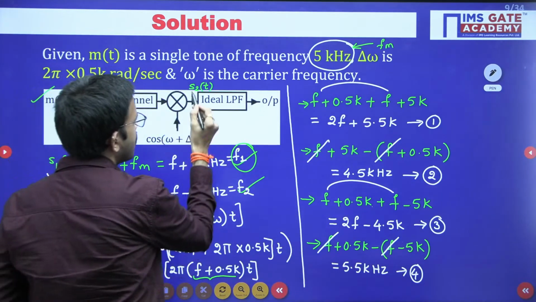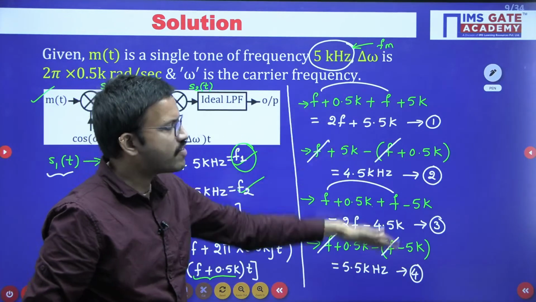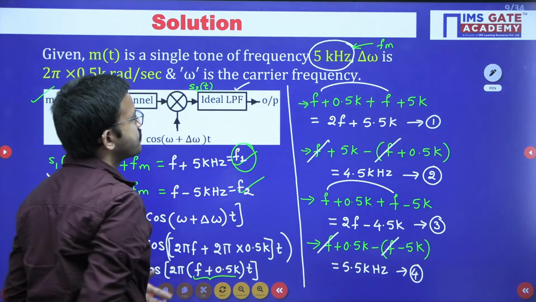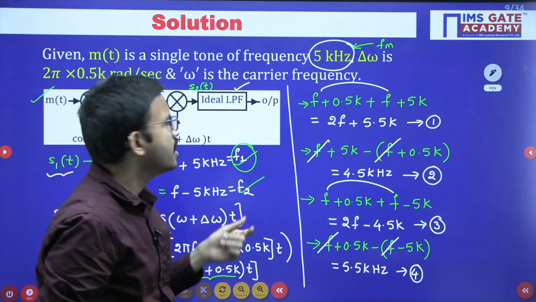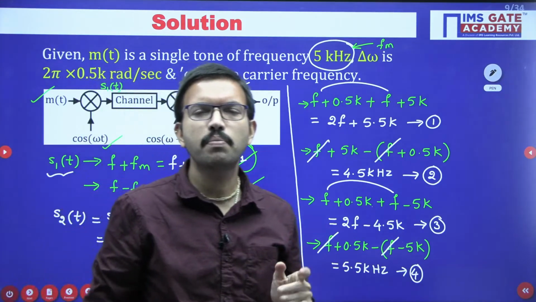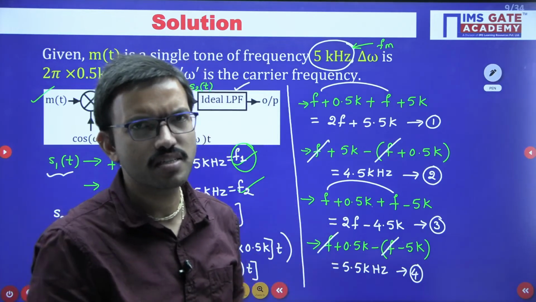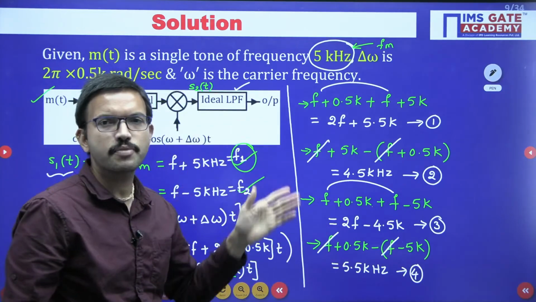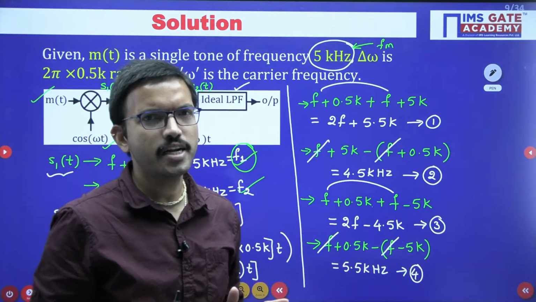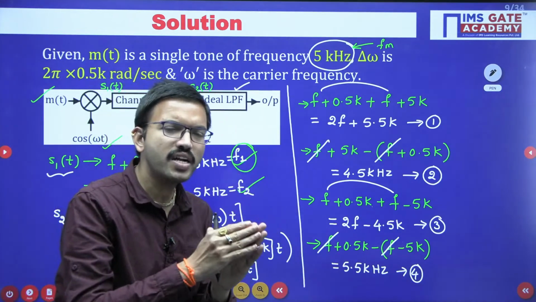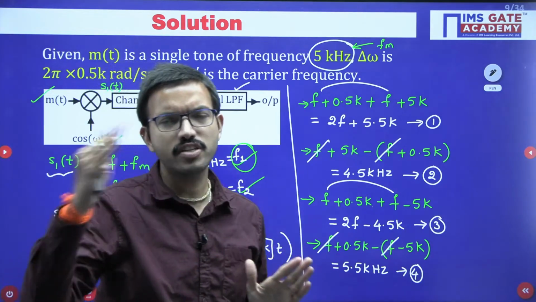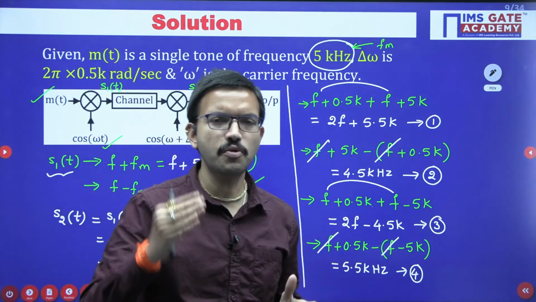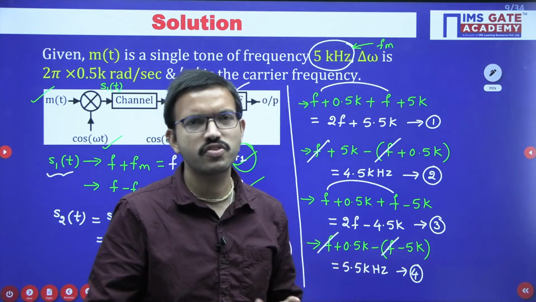Now this S2 of t, even though you are having four frequencies, we are passing it through the low pass filter. As the name implies, a low pass filter will pass only the low frequency signals, right? Suppose if they have mentioned a high pass filter, it will pass only high frequency signals. From the cutoff frequency, all the higher frequencies will be passed. If it is a low pass filter, starting from 0 up to the cutoff frequency, it will pass only those frequencies, right?